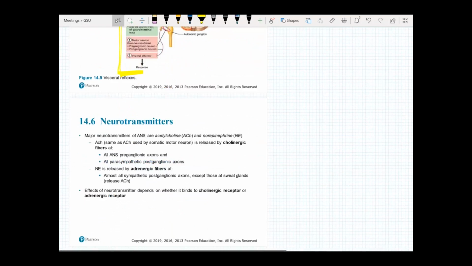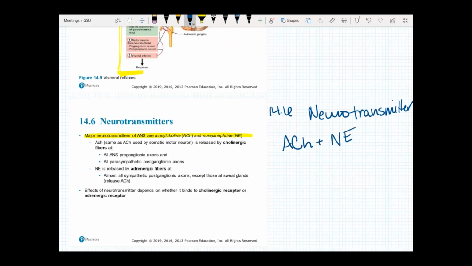Okay, so now one of the most important parts of this chapter is going to be looking at the differences between the neurotransmitters in this system. So within our ANS, there are actually going to be different neurotransmitters that will do different things. The major one of the ANS is acetylcholine, but also norepinephrine. These are the 2 we're going to talk about the most: acetylcholine and norepinephrine.